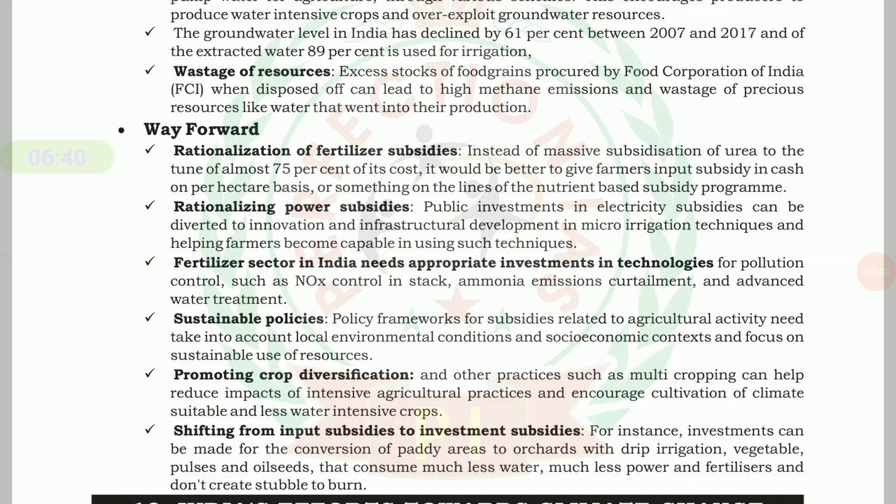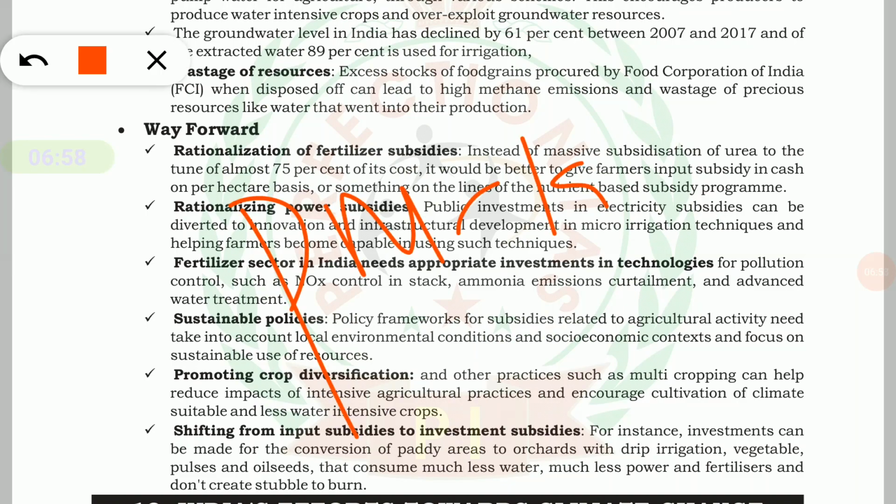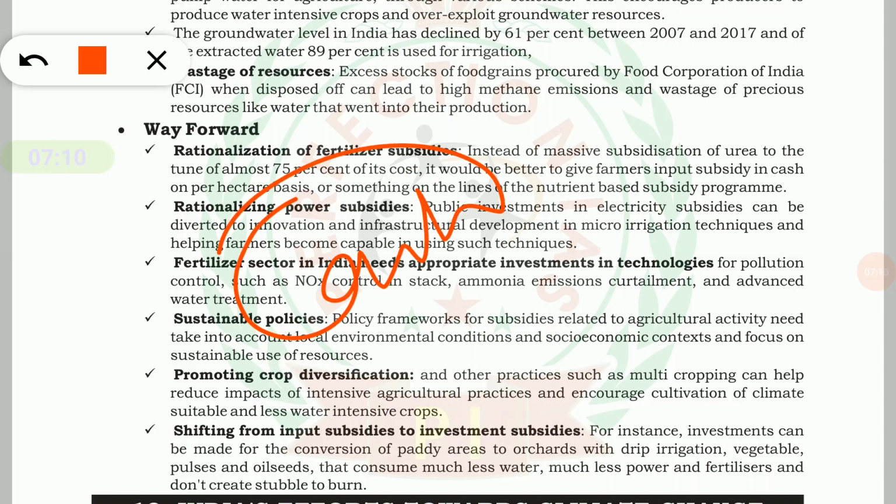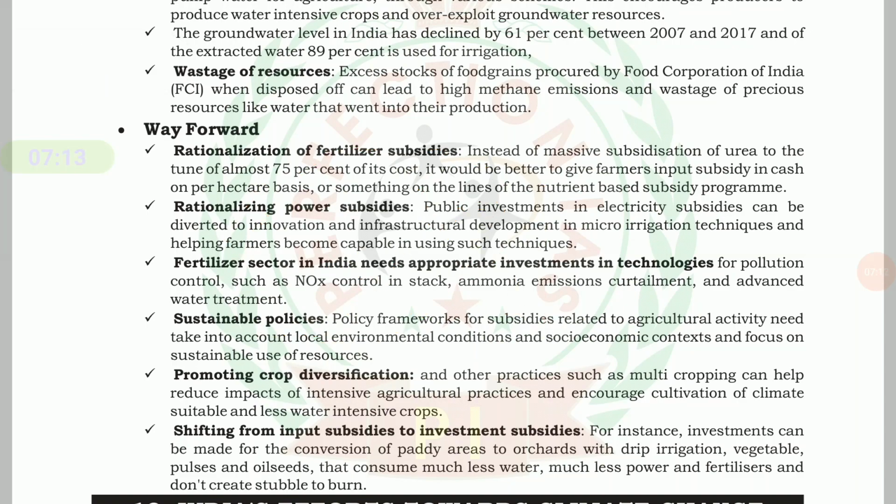By rationalizing the fertilizer subsidies, instead of massive subsidization of urea to the tune of almost 75% of the cost, it would be better to give farmers an input subsidy in cash or on a per hectare basis, just like PM Kisan Yojana. Farmers should be given money in cash instead of incentives and subsidies on chemicals, so that the black market can be stopped. But at the same time, this cash transfer will only be available to those farmers who have land in their name.